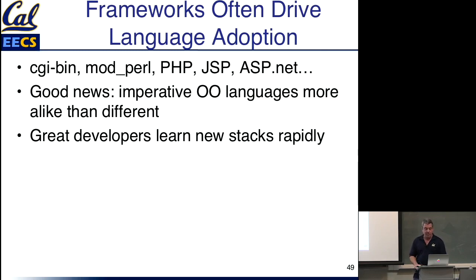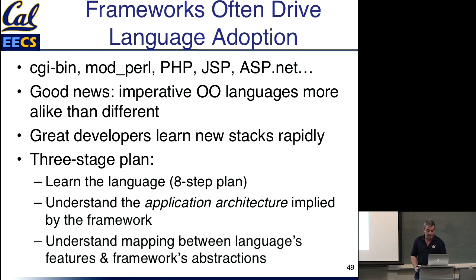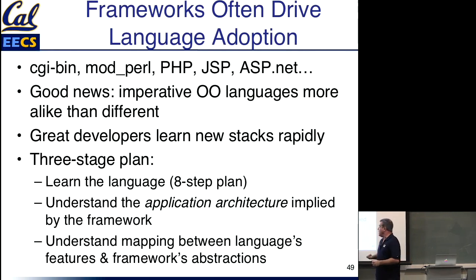So we have come up with a 3-stage plan for learning a new language in a stack. The first step is, well, you have to learn the language. But there's a systematic way that you can do this. There's a series of questions you can ask that will allow you to relate concepts in the new language to something you already know from a language you're familiar with. That's why I had to start by assuming that you're comfortable in at least one imperative object-oriented language. It gives you a baseline.